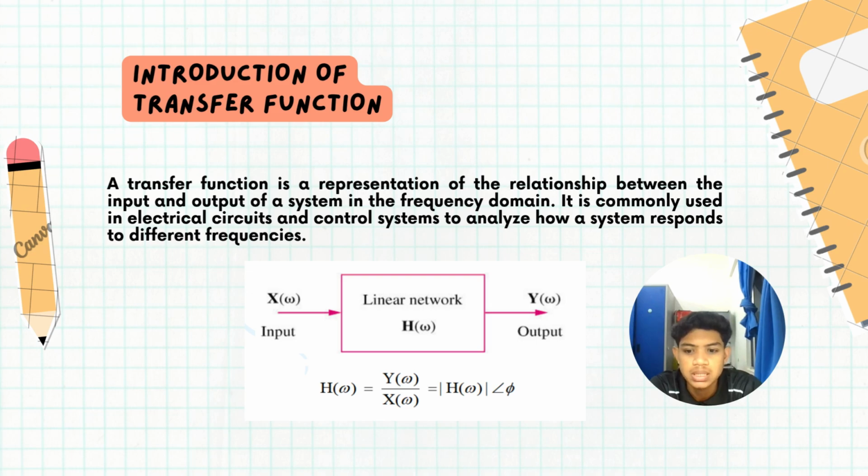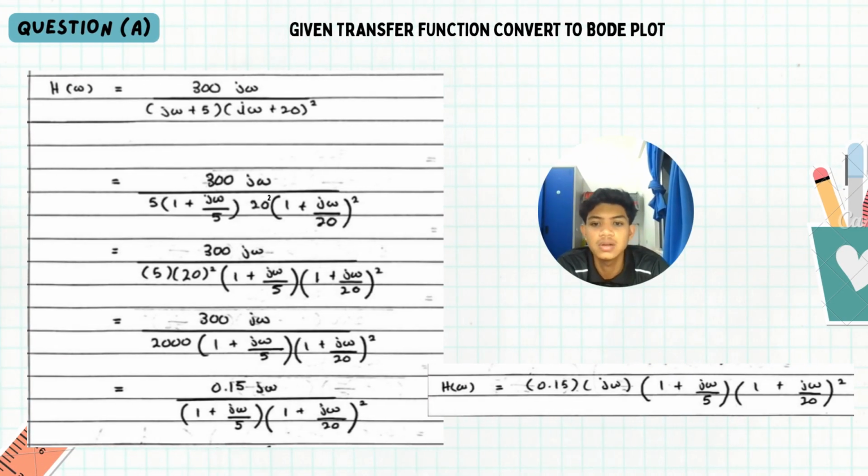Why is this complex function so important? Because it completely characterizes the system. The magnitude tells us exactly how much our input signal amplitude will change, whether it gets amplified or flattened out. Meanwhile, the phase angle tells us how much the signal will slide or shift in time. On this slide, we are given a raw transfer function, and our goal is to convert it into the standard form required to draw a Bode plot.